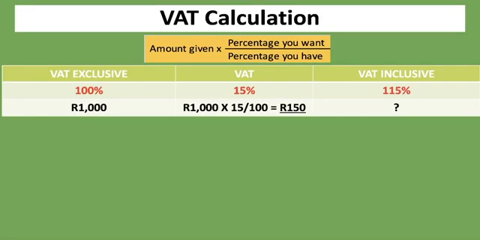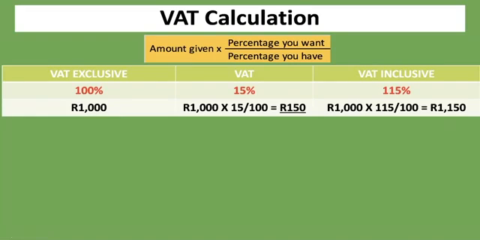Now, if we have to calculate the VAT inclusive, when we are given only VAT exclusive, we're going to take the 1,000 Rand and we multiply that by the percentage that we want. Well, if we want VAT inclusive, we want 115%. So we're going to multiply that by 115%, and we divide that by the percentage that we have. Well, we have the 100%. So that's how it's going to look. 1,000 Rand times 115%, because that's the VAT inclusive we want, and you divide that by 100 and it gives you 1,150 Rand. Alternatively, if you are given VAT exclusive and the VAT, then you just add the two together. 1,000 plus 150 Rand gives you 1,150.